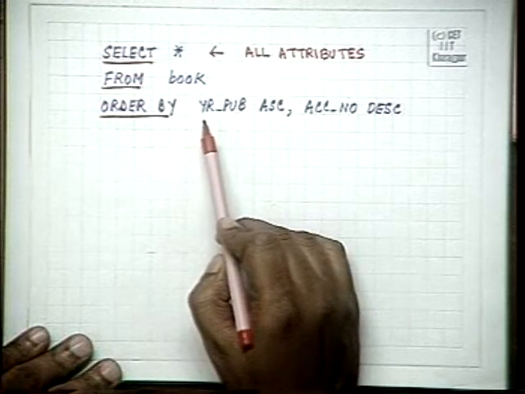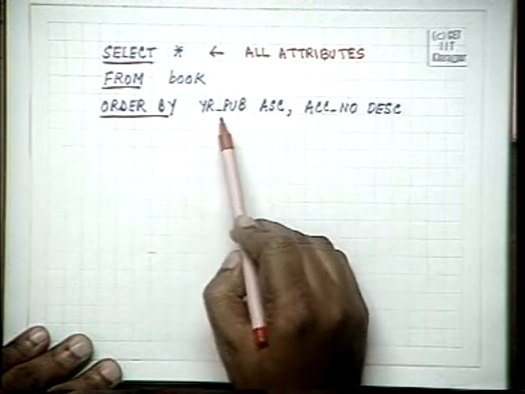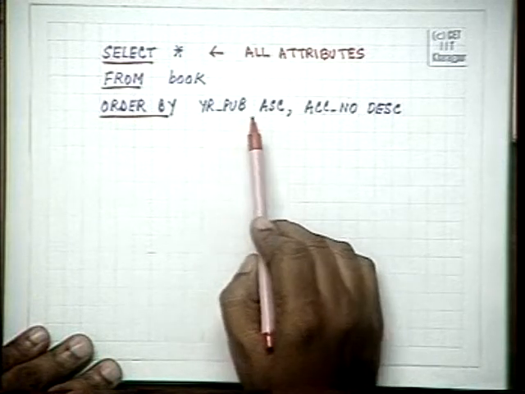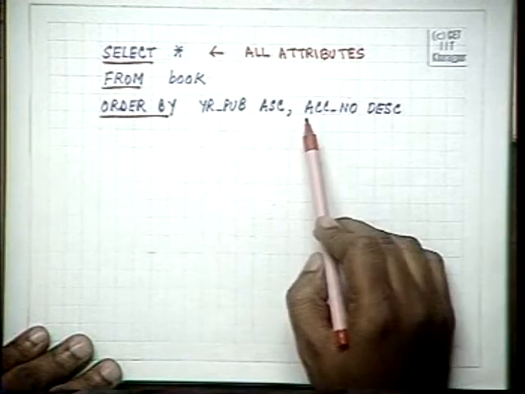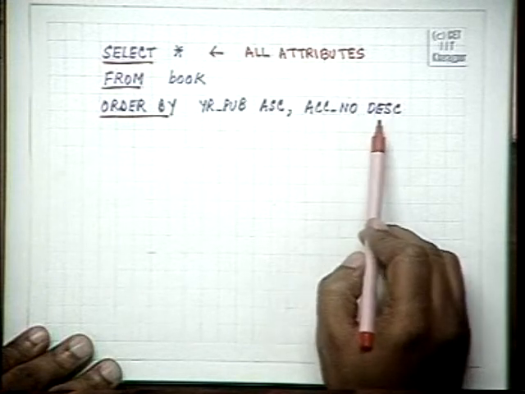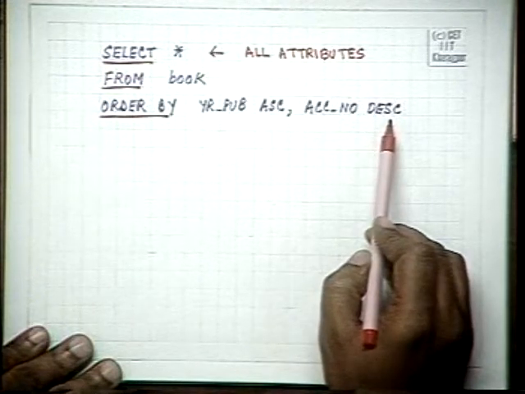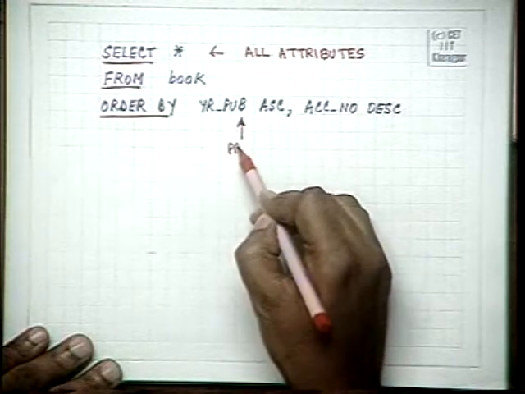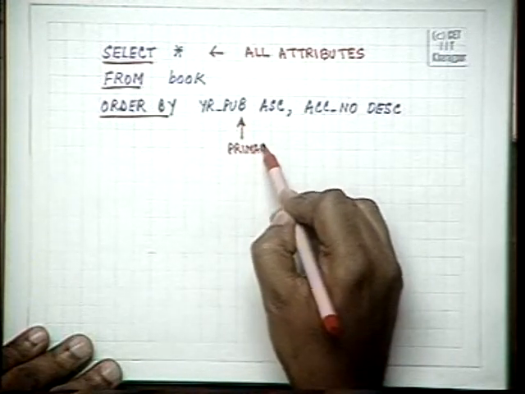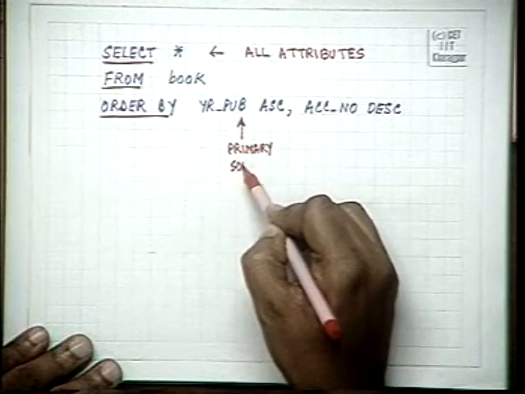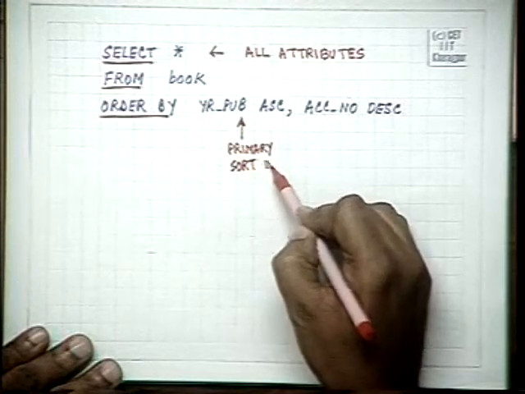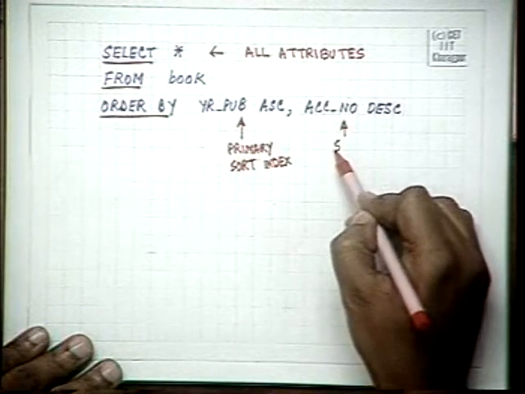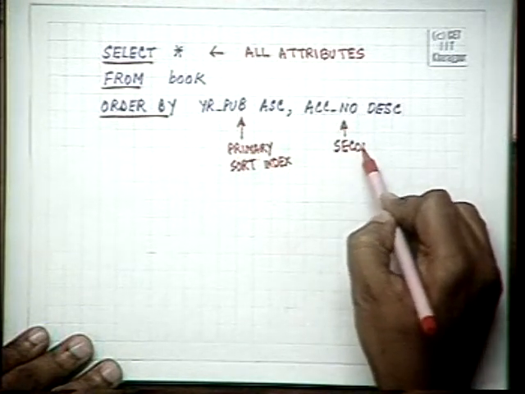It will be sorted in ascending order by year of publication, and for those books where the year of publication is identical, it will be sorted according to accession number in descending order. So, this is the primary sort key, and this is the secondary sort key.